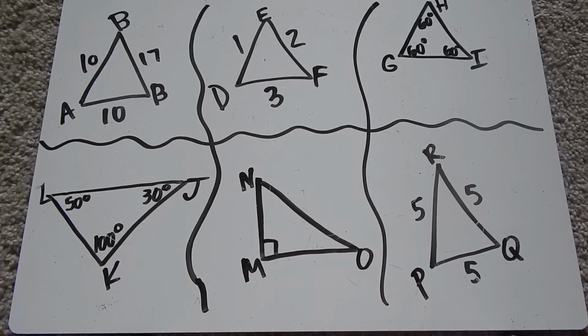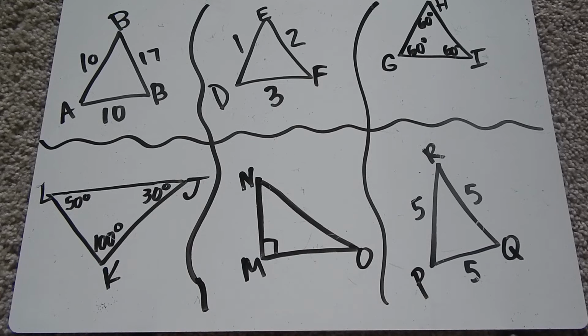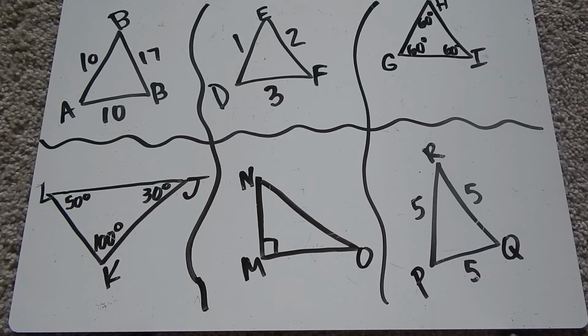Now let's classify these triangles. If we are given side lengths, we're going to classify by side. If we're given angles, we're going to classify by angles.